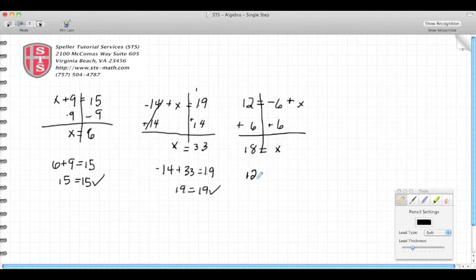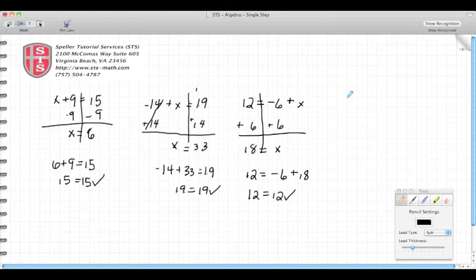Now to do my check, 12 is equal to negative 6 plus x. In this case, x is 18. 12 is equal to, when I evaluate negative 6 plus 18, I come out with 12. So again, I know that my algebra here is correct.